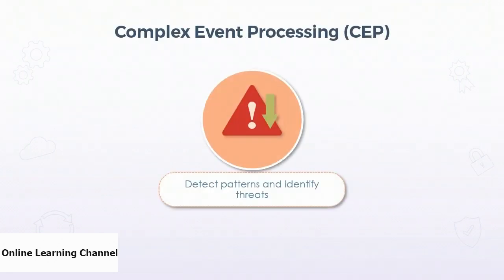Complex event processing. We use this to detect patterns and identify threats. So it combines data from multiple sources to detect patterns and attempt to identify, say, opportunities or threats. The goal is to identify significant events and respond fast. So things like sales leads or orders from a customer, for example.